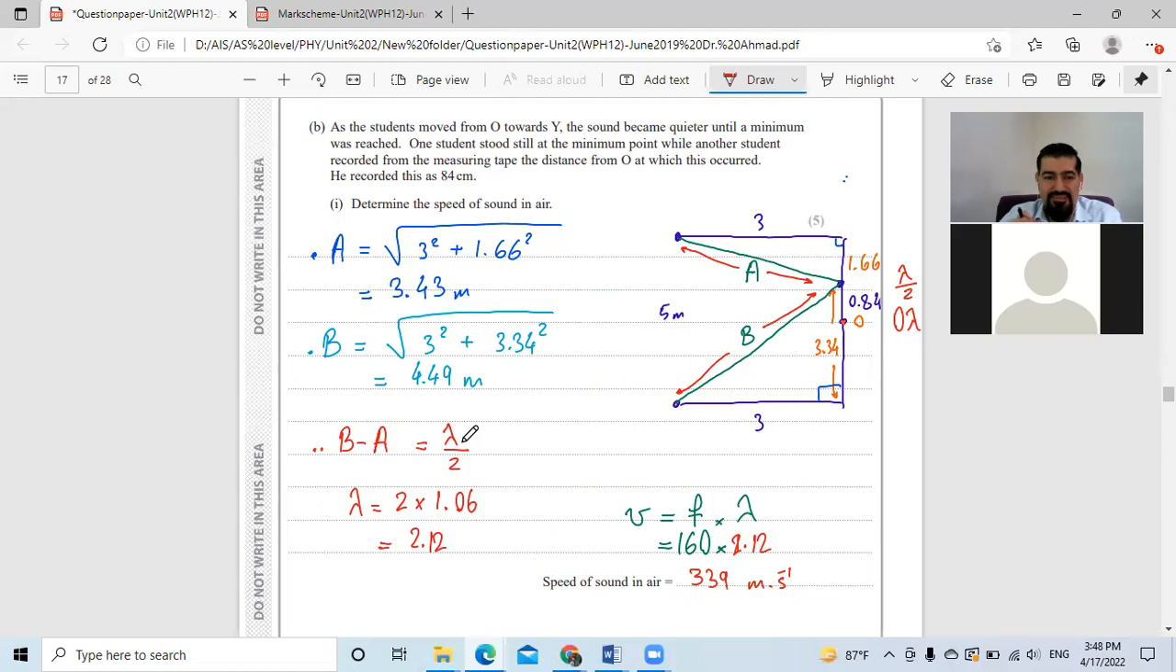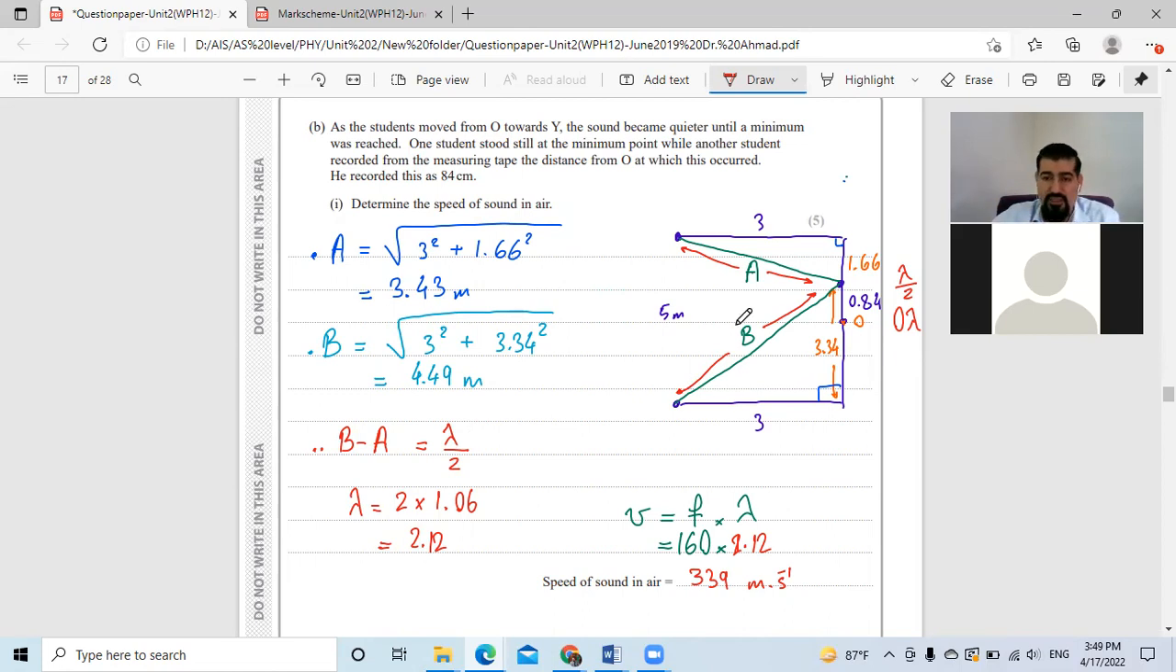Any other questions? A lot of chat here that helped me. Why is it destructive? Because it's minimum. It's destructive interference because it's minima, not maxima. Constructive interference will be maxima. So it will be one wavelength if they say constructive. That means the path difference will be one wavelength.